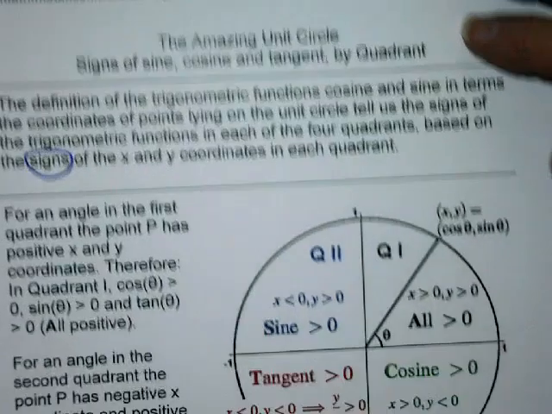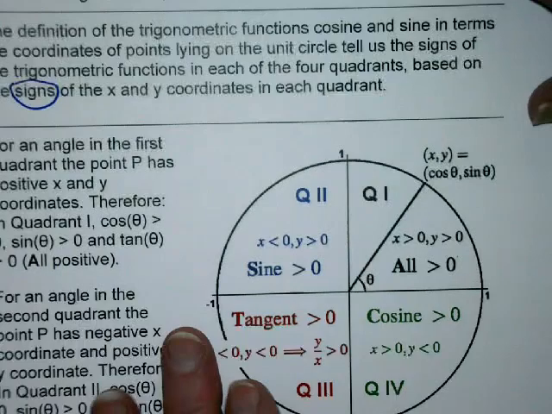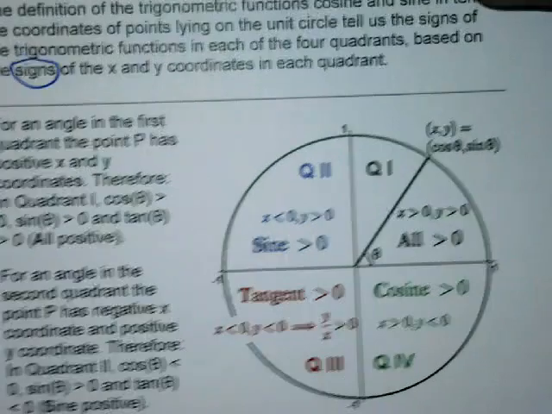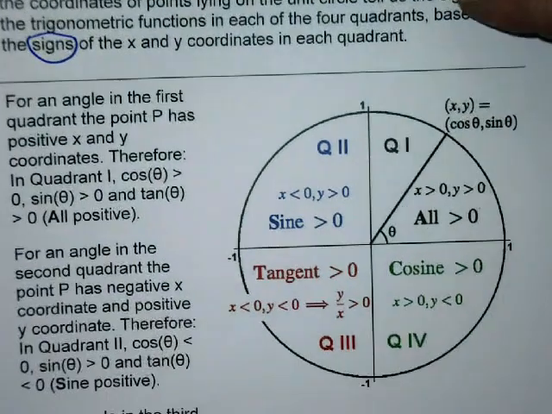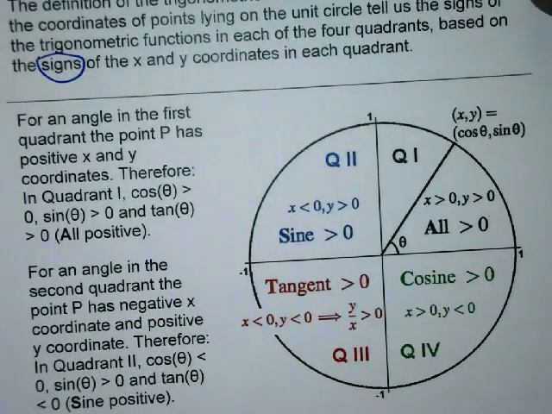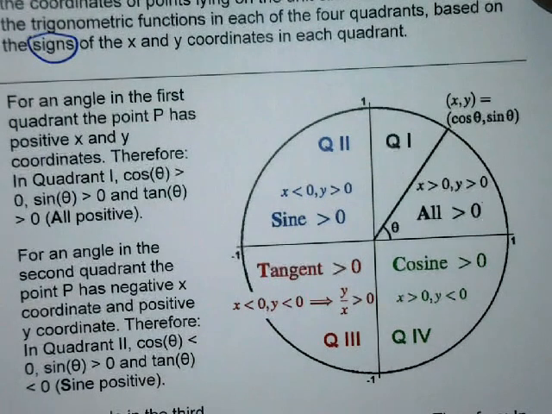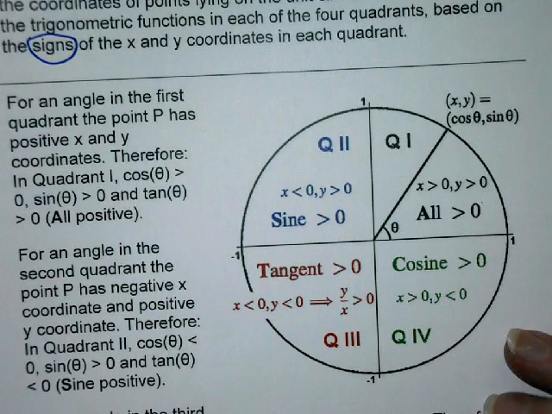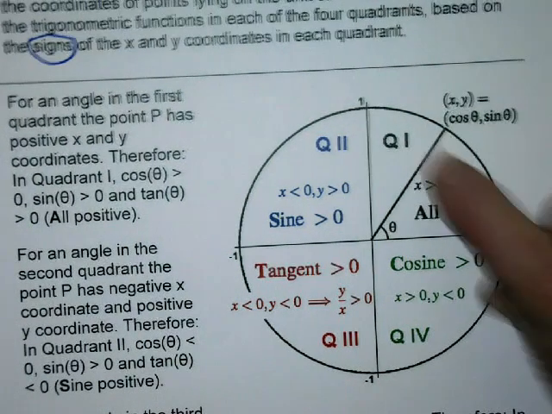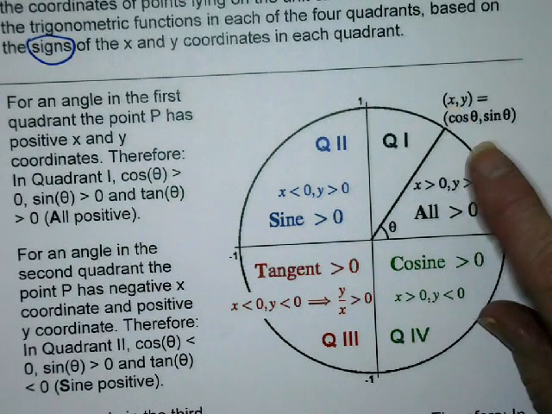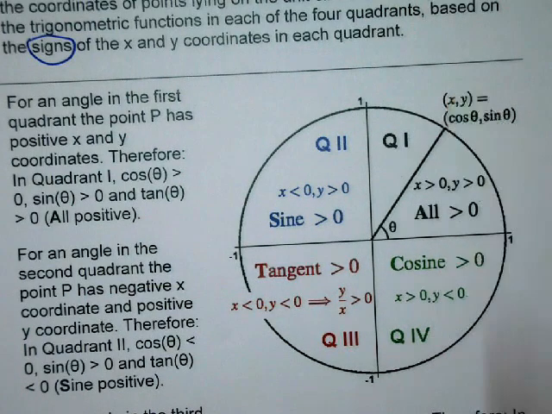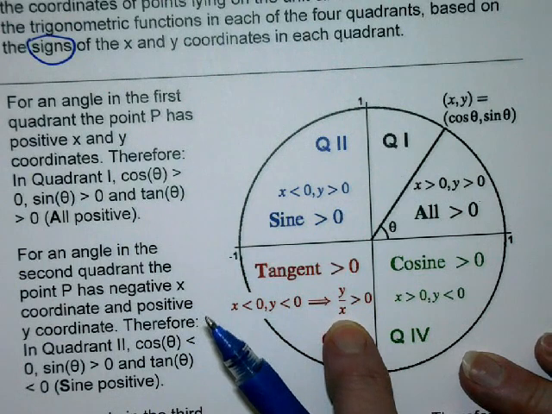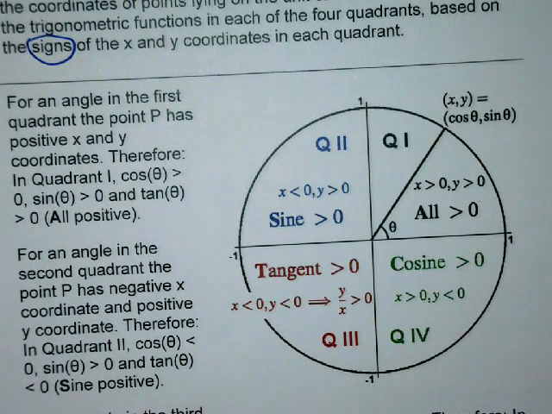So they have it all color-coded and everything. They even give you a little acronym to help you remember. And remember, memorizing is a last resort. You want to just remember from your previous experience the different signs in the different quadrants. As long as you remember that x is the cosine value, y is the sine value, and tangent is y over x, you got all the story.